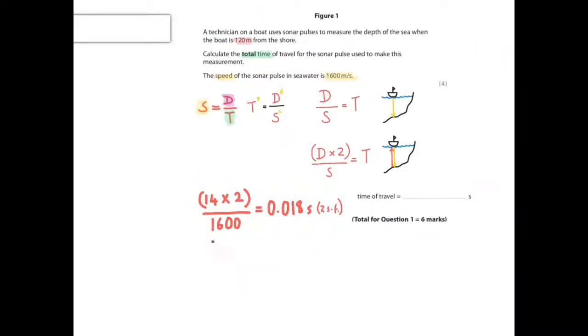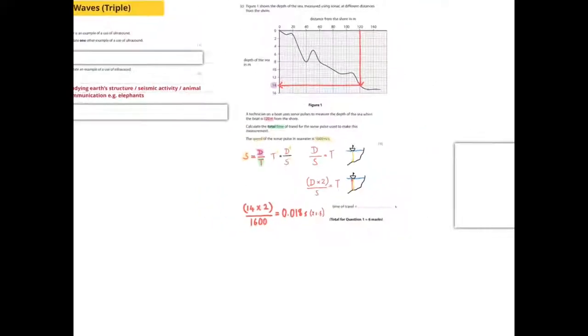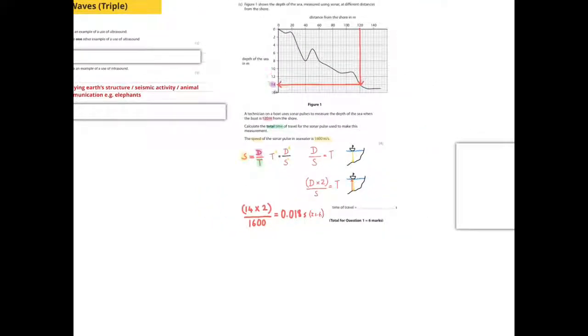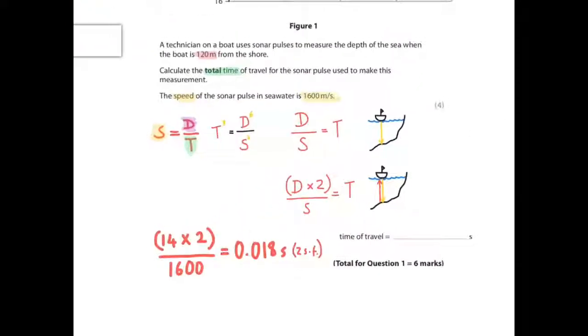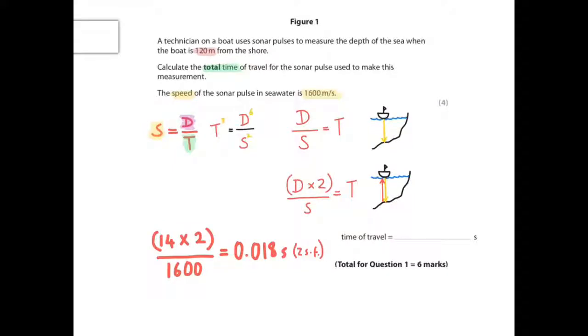So now I just substitute in my figures. So I've got my 14, which is my distance as worked out from this graph, times 2, which will be 28, and divide that by 1600, which we were given here as the speed of the sonar pulse. So if we do that, we get 0.018 seconds, and I've done it to 2 significant figures here. So that will get you all marks.